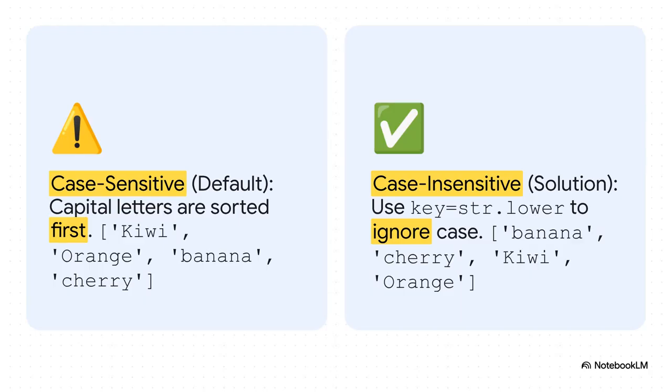Key sensitivity. This is a big one. By default, Python is a bit weird about sorting text. It puts all capital letters before any lowercase letters. So you get this strange result on the left where capital Orange comes before lowercase banana. The fix, though, is so simple and elegant. We just use a key. key=str.lower. This basically tells Python, hey, just for a second, while you're sorting, pretend everything is lowercase. And that gives us the natural alphabetical order we actually wanted.